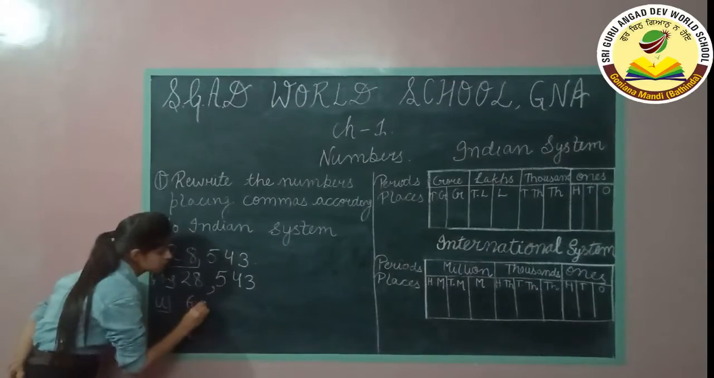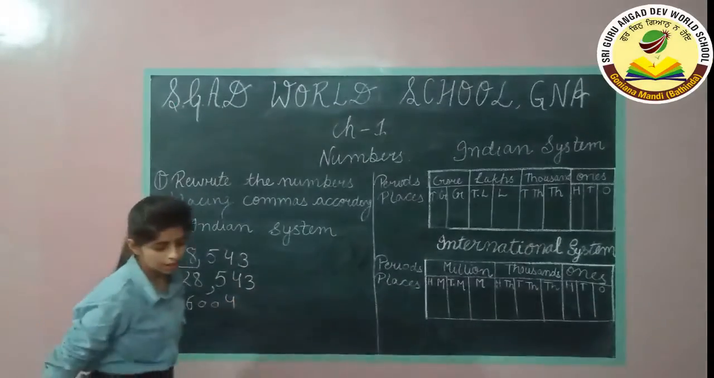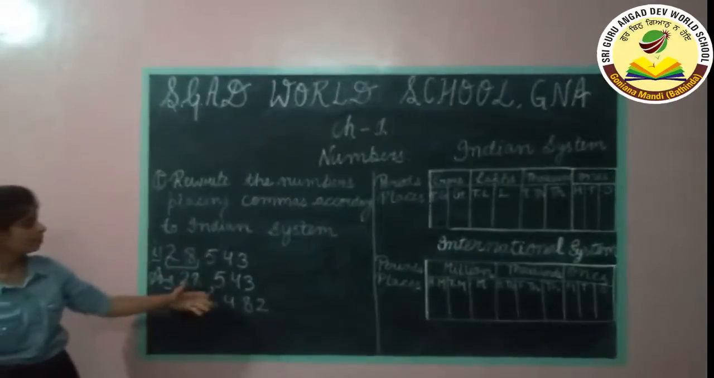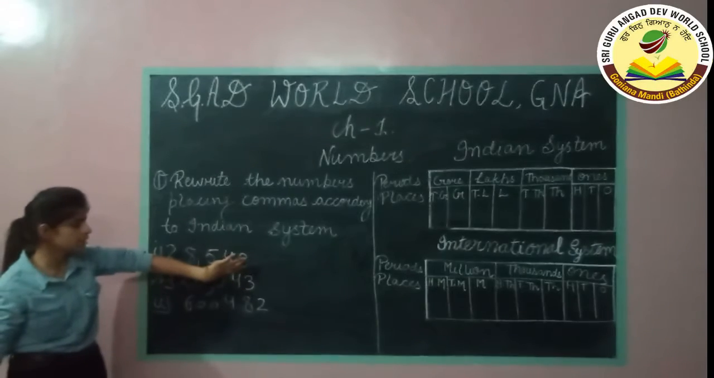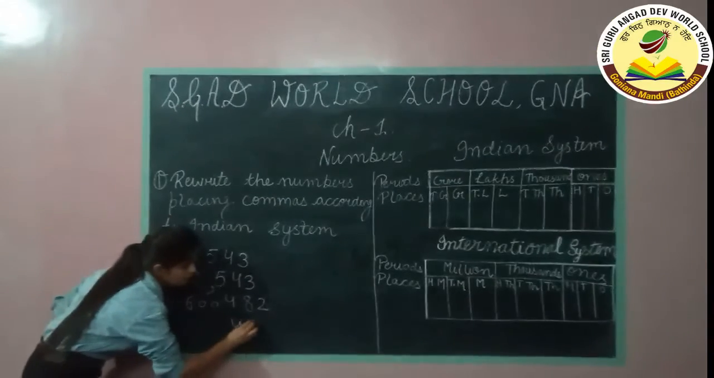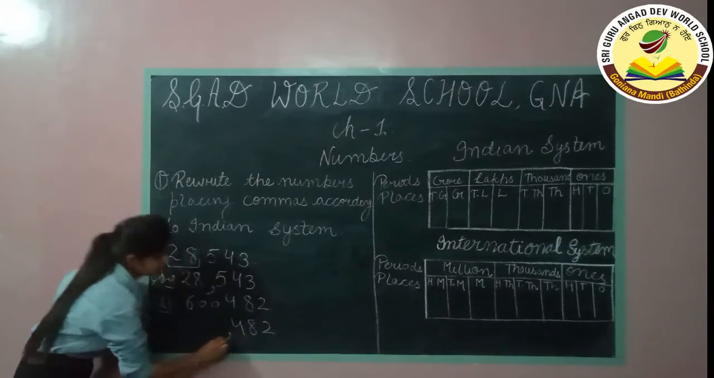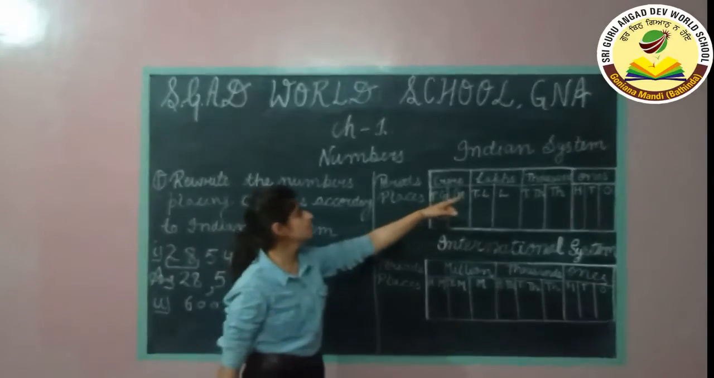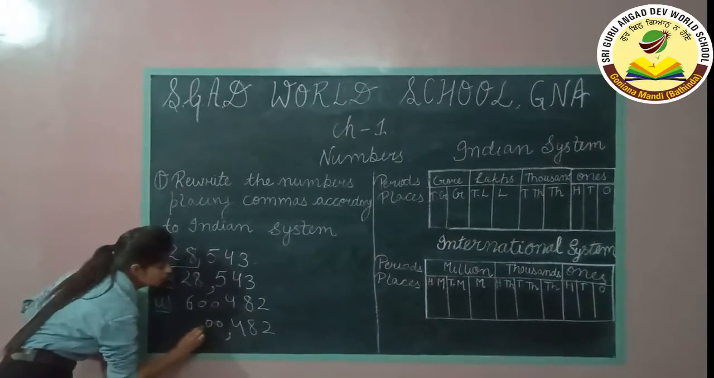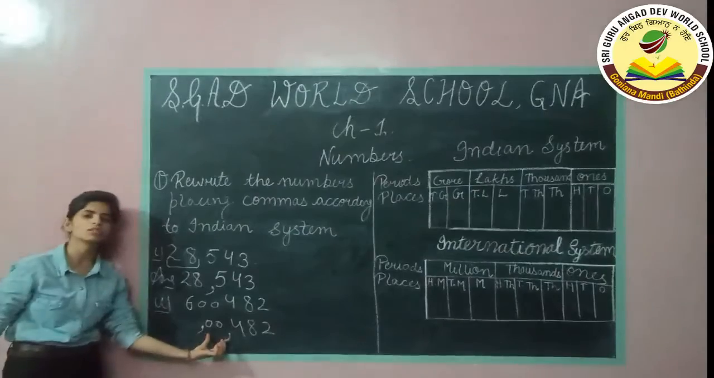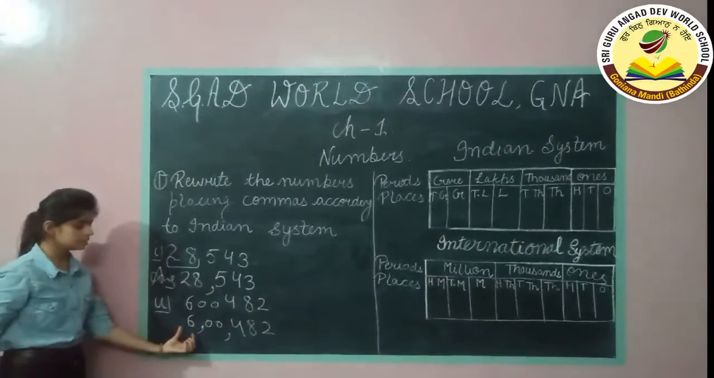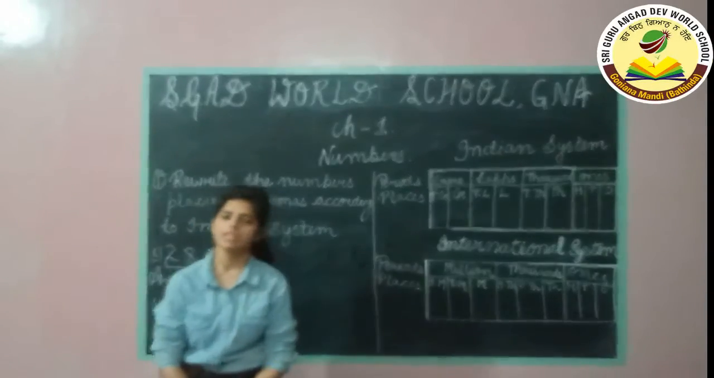Another question is 600482. In the previous question we discussed that the ones period contains 3 digits. We place the comma after 3 digits. Then in the second period, or thousand period, we take 2 digits, and 0 is another digit which is in the thousand period. And in the last period we take 6. This number is 6,00,482.